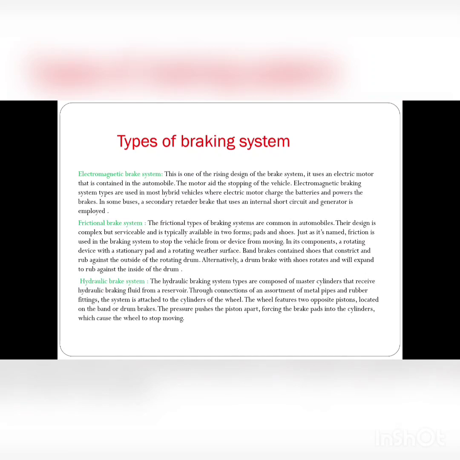Next, hydraulic brake system. The hydraulic braking system type is composed of a master cylinder that receives hydraulic braking fluid from a reservoir through a connection of an assortment of metal pipes and rubber fittings. The system is attached to the cylinder of the wheel. The wheel features two opposite pistons located on the band and or drum brakes. The pressure pushes the pistons apart, forcing the brake pads into the cylinders, which causes the wheel to stop moving.